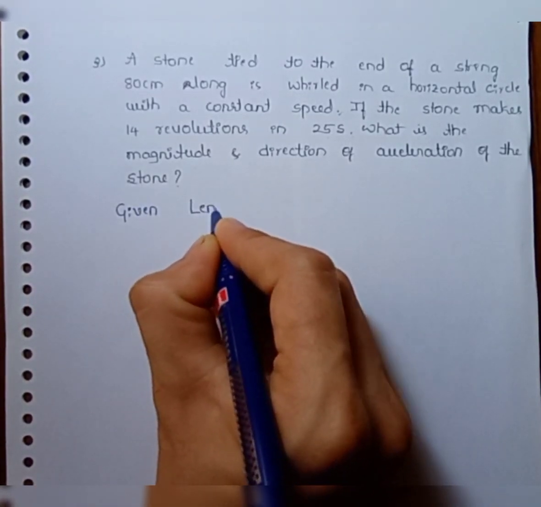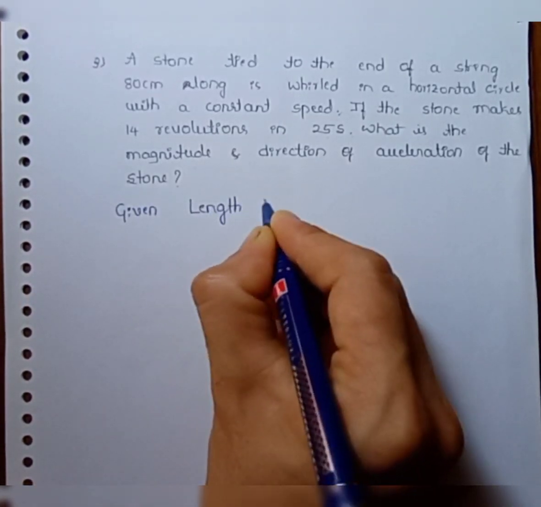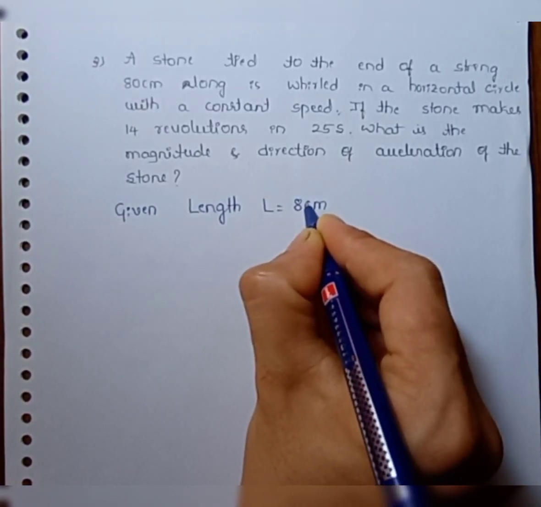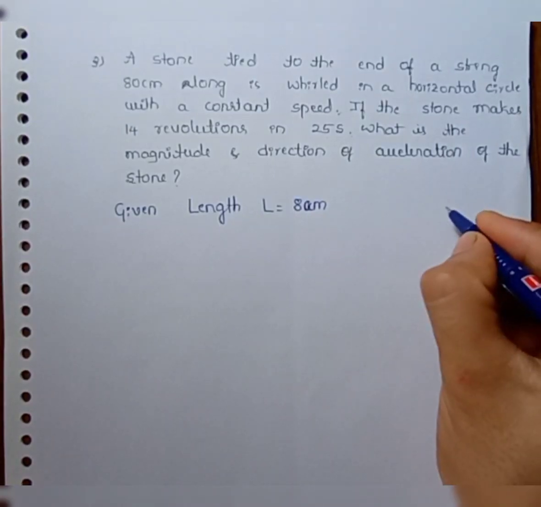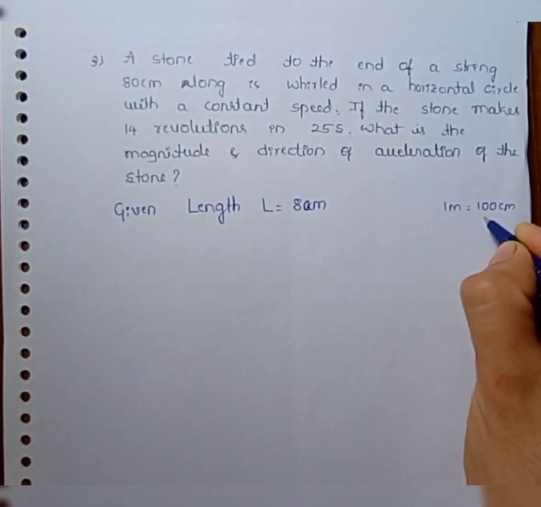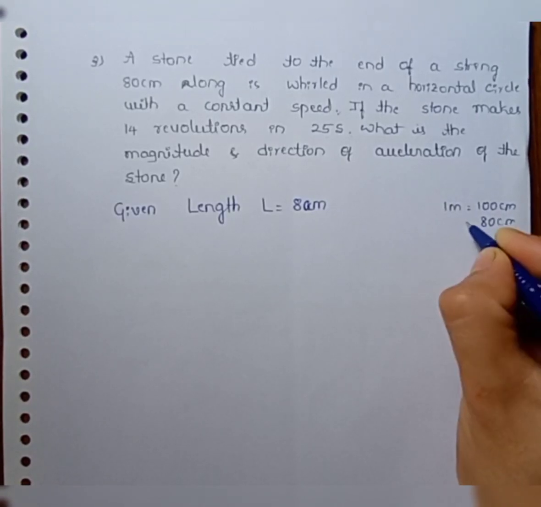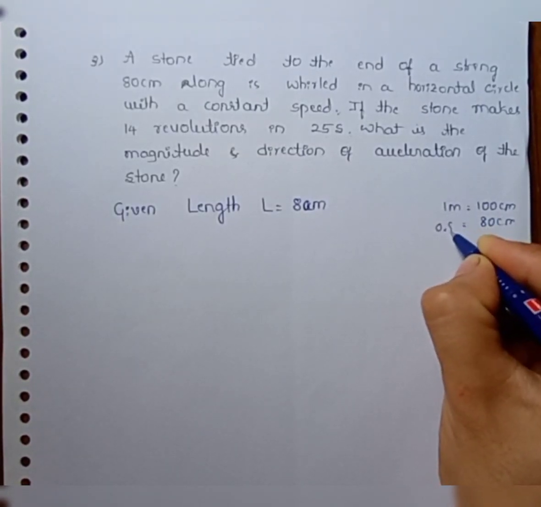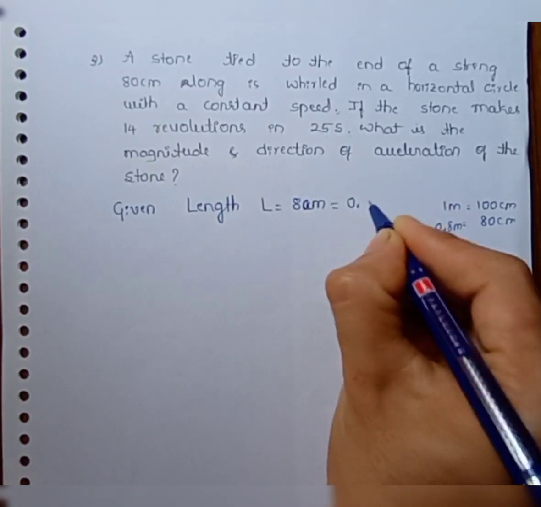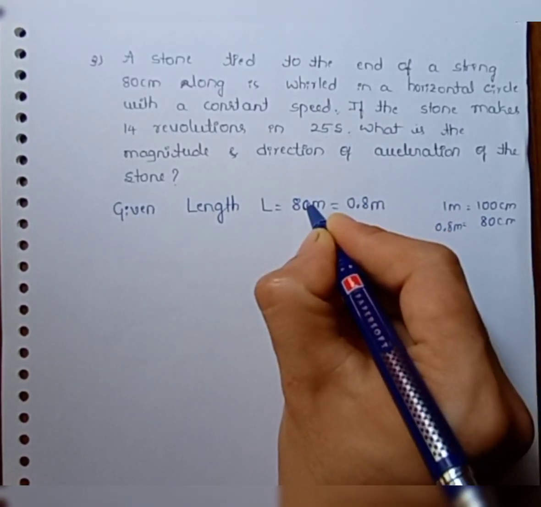Length given, length is equal to, that one is L is equal to 80 centimeter. Sorry, it is 80 centimeter. We know 1 meter is equal to 100 centimeter. Then how we have to write 80 centimeter? That one is 0.8 meter. So length is equal to 0.8 meter.